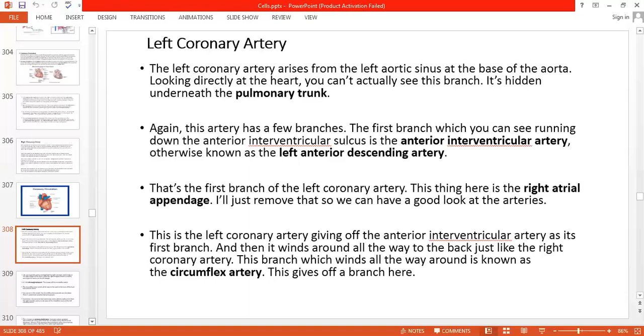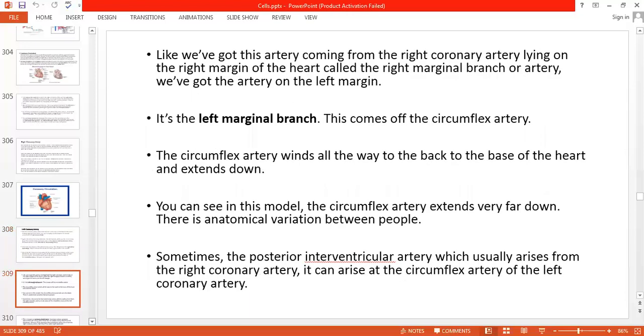This branch which winds all the way around is known as the circumflex artery. This gives off a branch here. We have this artery coming from the left coronary artery, lying on the right margin of the heart, called the right marginal branch, or artery. We have the artery on the left margin, the left marginal branch, which comes out of the circumflex artery. The circumflex artery winds all the way to the back to the base of the heart and extends down. You can see in this model, the circumflex artery extends very far down.